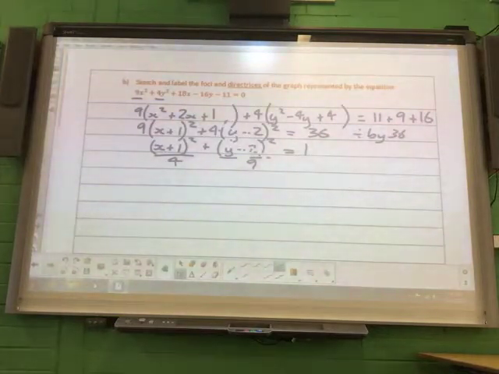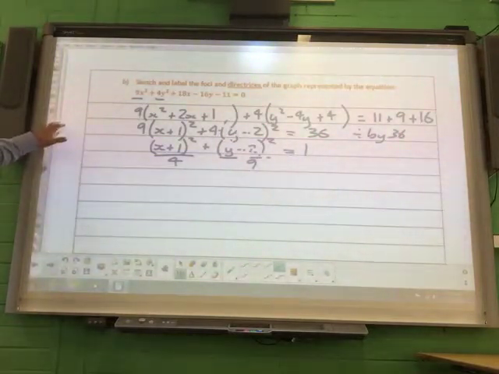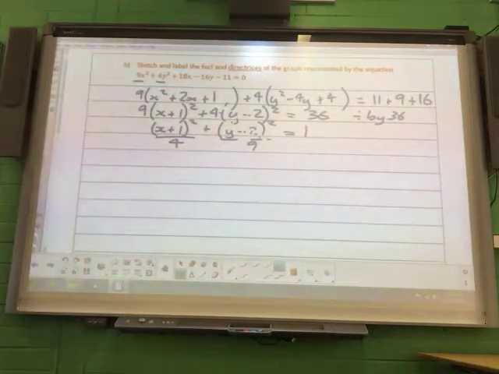Okay, so we need to sketch and label the foci and directrices of the graph. This one had an answer for its intercept, so there's one less thing we need to do. So I need to be able to find the foci and the directrices. Before I can do that, I need to do what first? Find the eccentricity. Yep, okay.